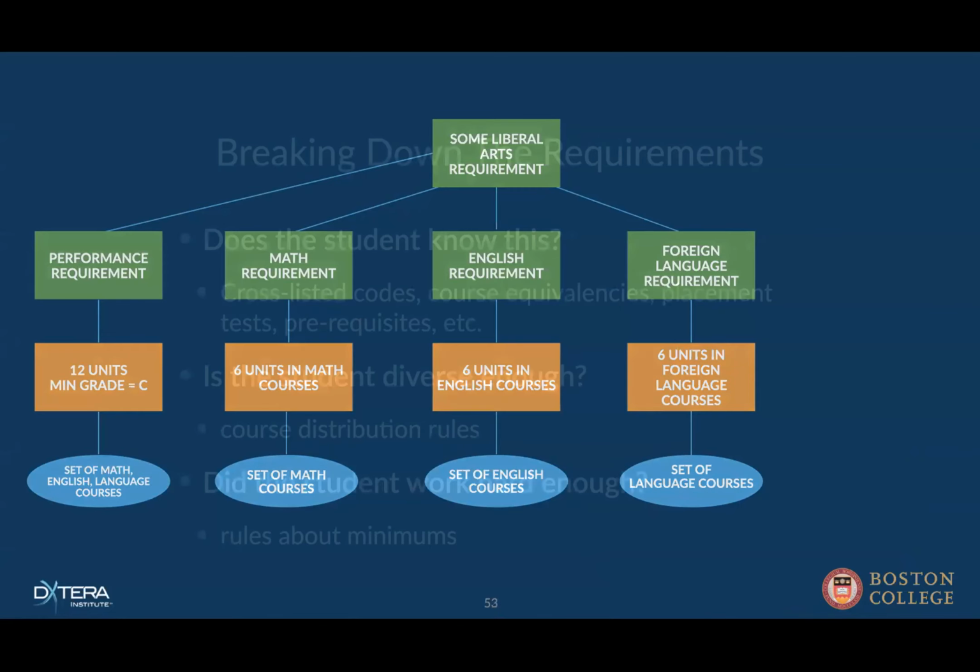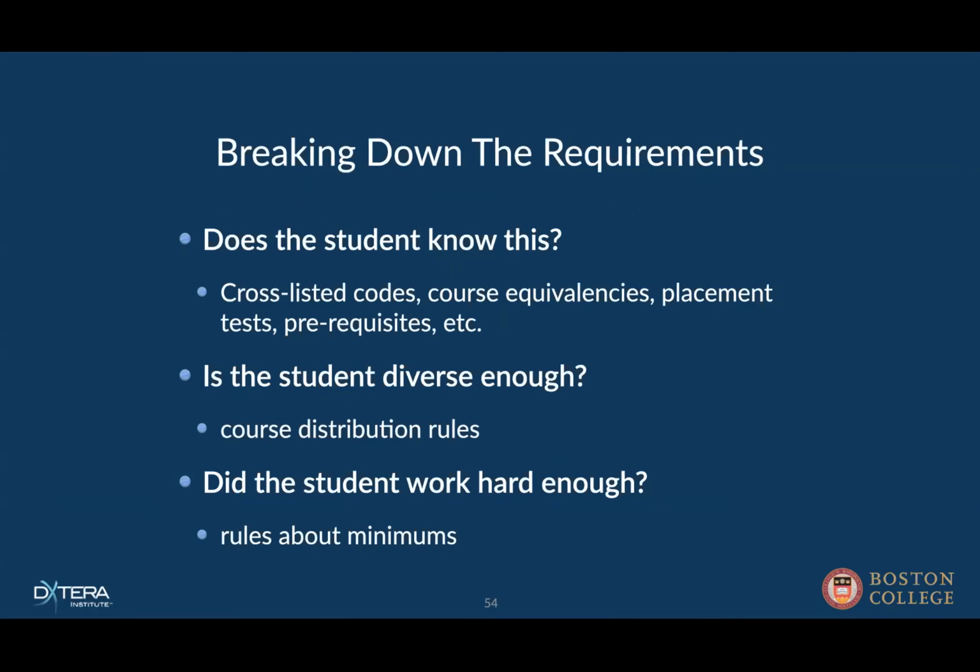So in thinking about requirements, what are we actually doing? We're actually measuring, what does the student know? And in those issues, we kind of want to get away from things that are cross-listed. We kind of want to get away from, was this a test or was this a course equivalent or a prereq? And we kind of want to pop up to the requirement level and describe what does the student know.